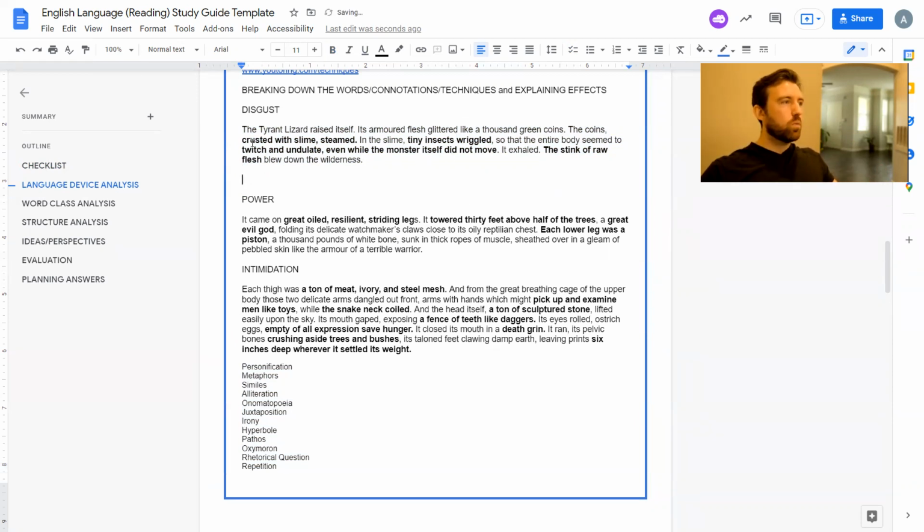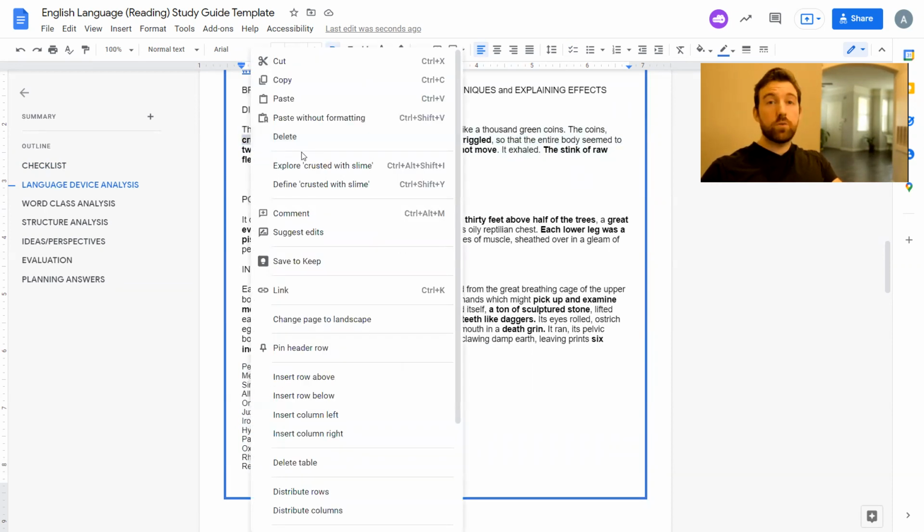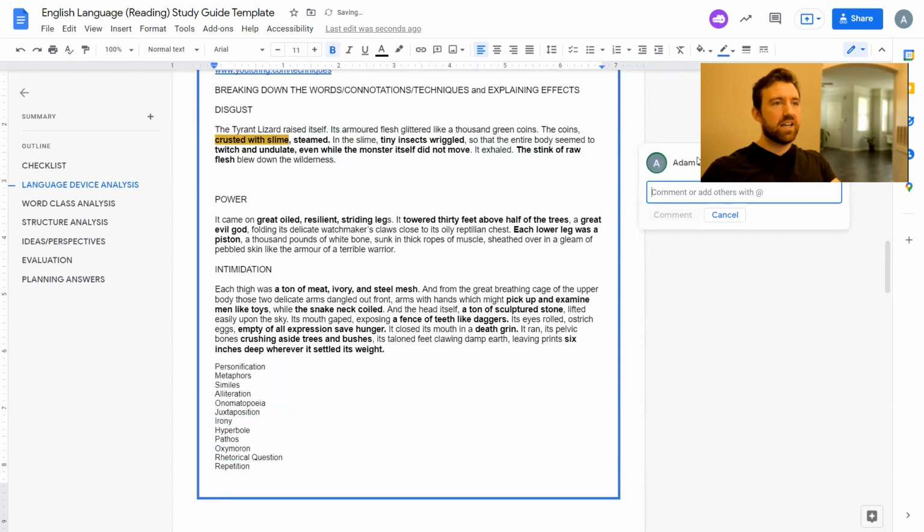So we'll start with "crusted with slime, steamed." Now, why does this show disgust? This is where you have to start thinking about the word choices. And today, particularly, we're looking at the language devices that are created. So for me, you've got "crusted with slime." This bit here, you could go for word choice, but we're going to talk more about that next week.